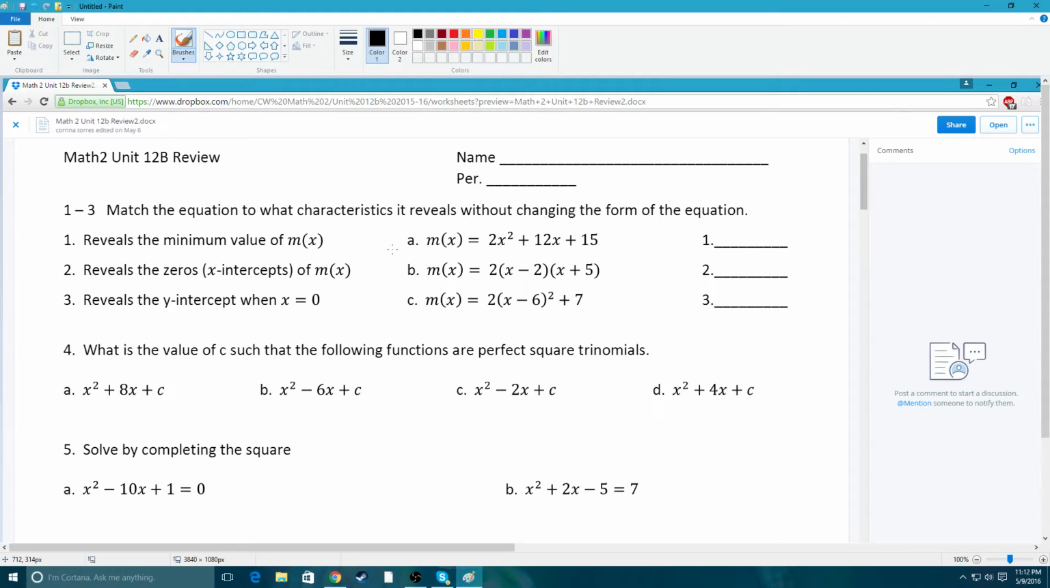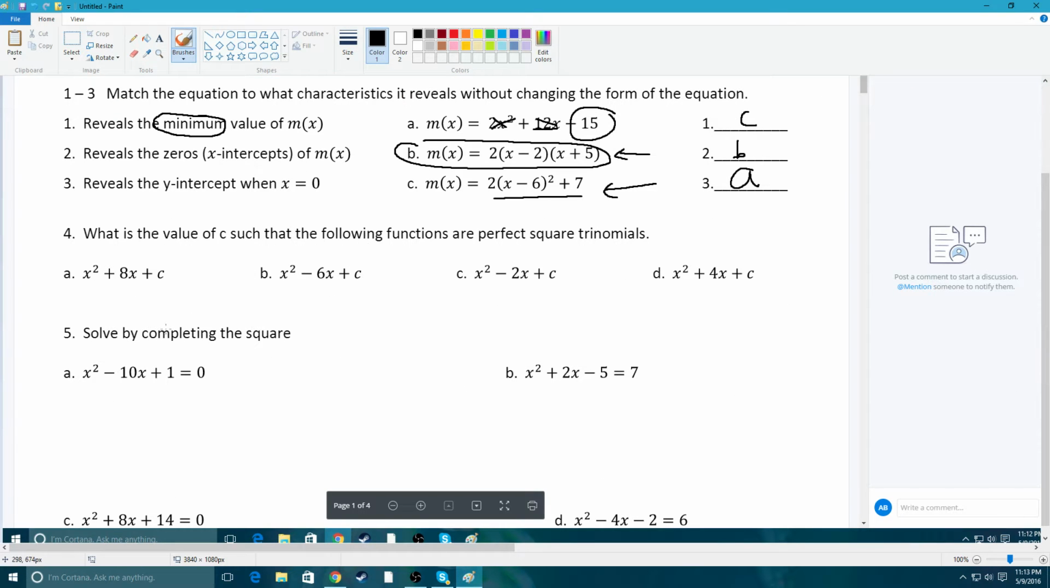So, minimum values of m of x. When you see minimum, you're looking for vertex, and vertex form would be this one, so that's C. The zeros are found in factored form, so that's B. The y-intercept is where x is 0. For B, when you plug in 0, you have to do a whole lot of adding, subtracting, squaring. If you plug in 0 here, this goes away and this goes away, and all you're left with is 15. So that is when x equals 0, that gives you the y-intercept.